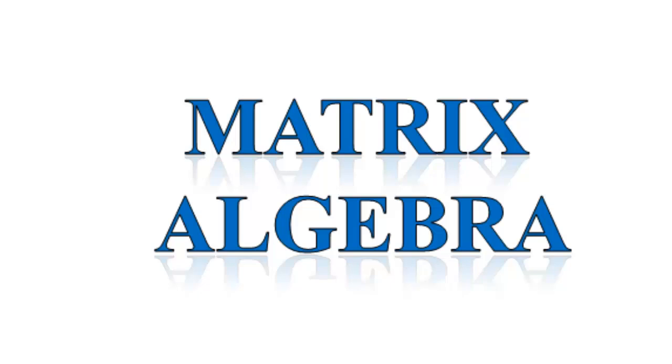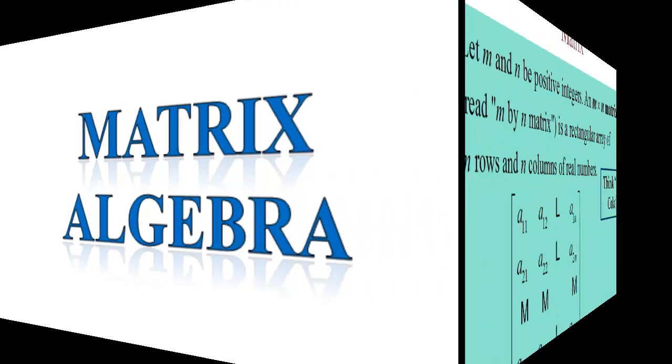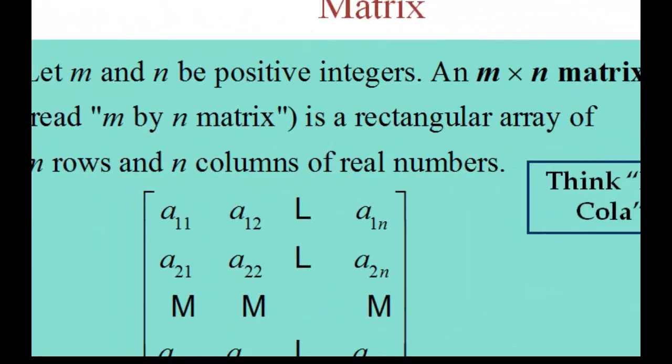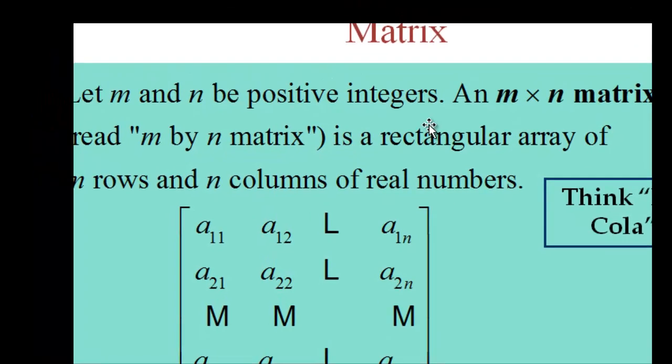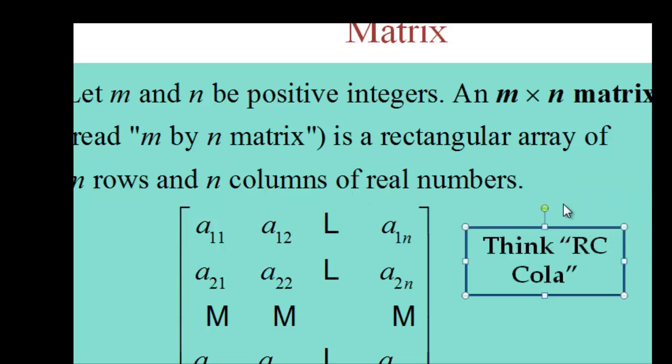In this video, we will look at an introduction to matrix algebra. A matrix is a rectangular array of rows and columns of real numbers. We have the rows going this direction and the columns going this direction. When you're talking about a matrix, we want to think RC cola, rows by columns.